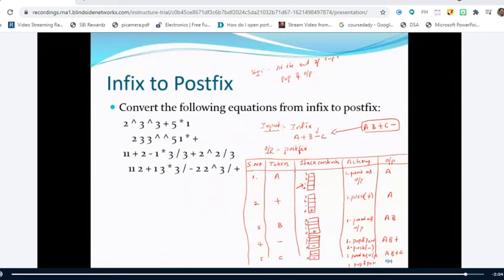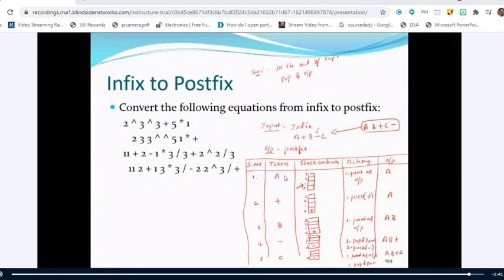So we will see some more examples in tomorrow's class. We will see some more examples and we will try to complete the next application, evaluating the postfix expression. We will also try to complete the second application. Is it clear up to this point how to convert infix to postfix? Yes, sir. Right.